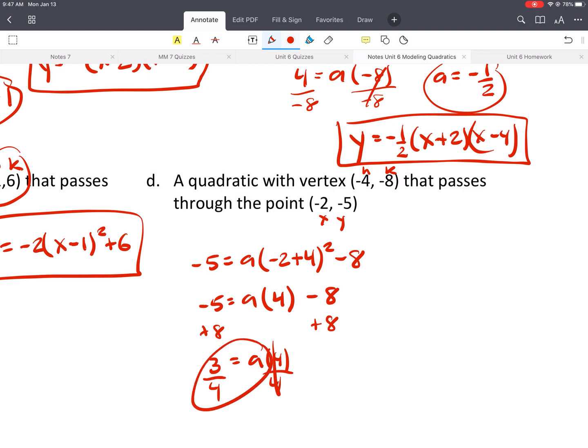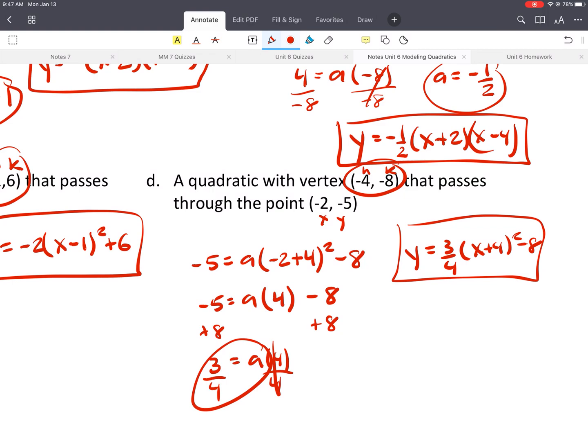So we have our A, H and K. We'll just write our equation. So Y equals 3/4. And leave your A values as fractions, please. So we'll have X plus 4 squared minus 8. Okay, and a lot of this information is already what you plugged in. That's the way I do it. I just look at that, write it down like that.